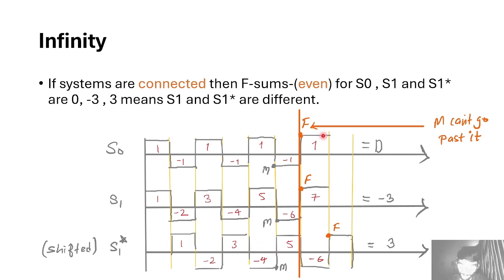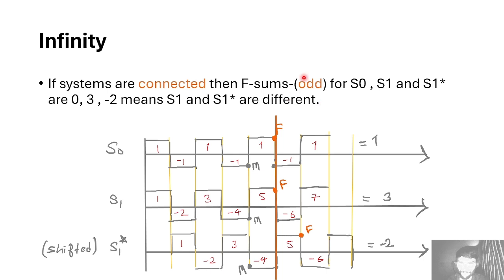So the f sum with respect to this marker will be 0. The f sum with respect to the same marker will be -3 for S1. The f sum with respect to this same marker will be 3 for S1 star. So you can see here that S1 and S1 star are giving different results, right?